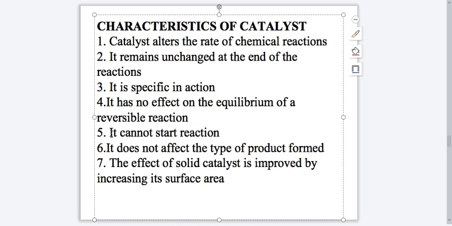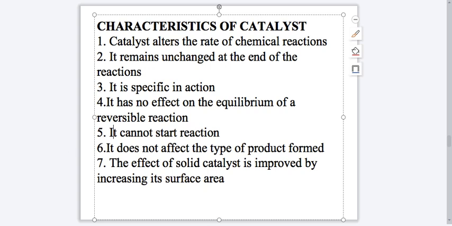Number 7, when you have a solid catalyst, the rate at which it can work is improved by increasing its surface area. That's why I lay emphasis on that Haber process. The catalyst used is finely divided iron that has been ground into powder.